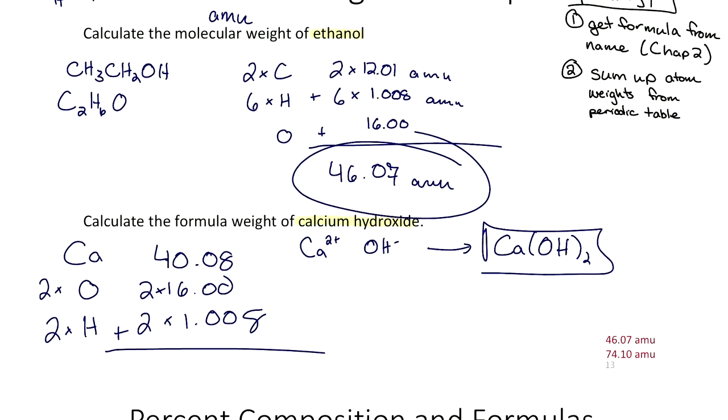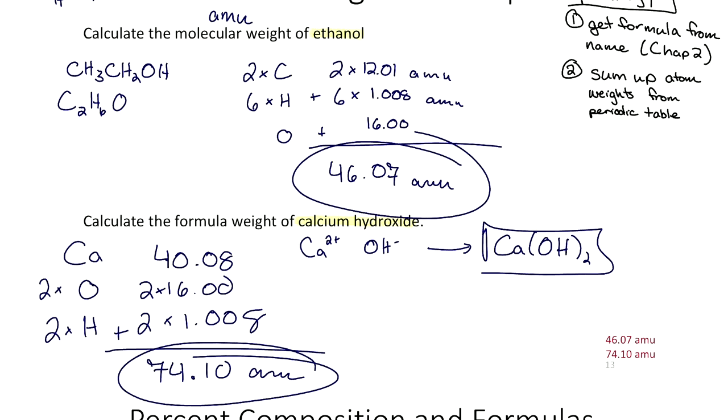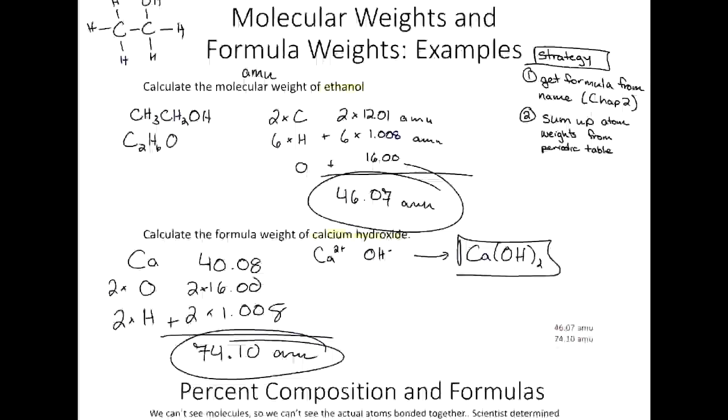So you add that up. Did I write it down for myself? Yeah, if I add the whole thing up, oh, it's in the corner. I'm so dumb. 74.10 AMU. Perfect. There we go. Okay, so the hard part in these questions probably wasn't adding up the masses off the periodic table, but it was actually getting the chemical formula from the name. All right, so again, chapter 2 stuff, it's important.